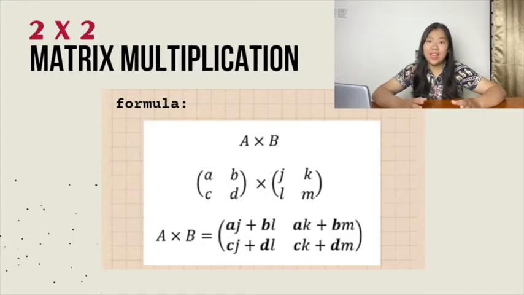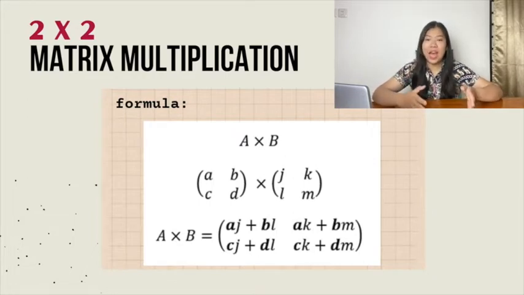Next, 2 by 2 matrix multiplication. The formula is if A times B.